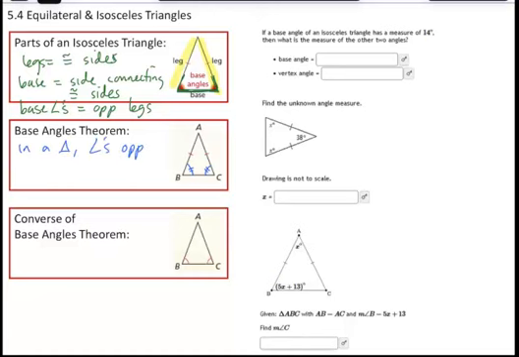Angles opposite congruent sides are congruent. What this is saying is if AB is congruent to AC, then angle B is congruent to angle C.